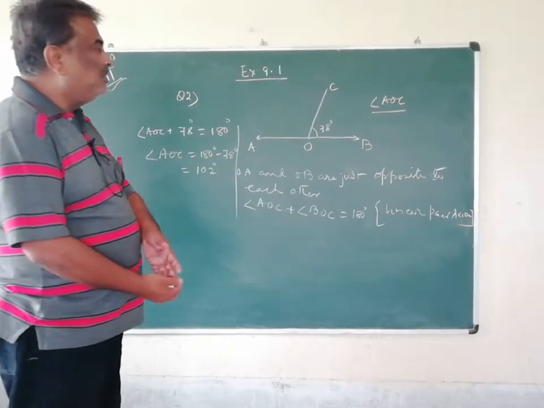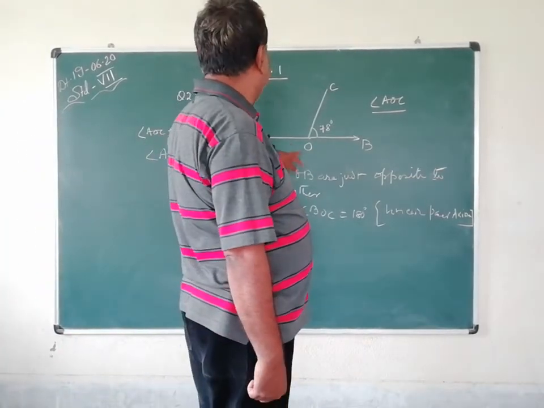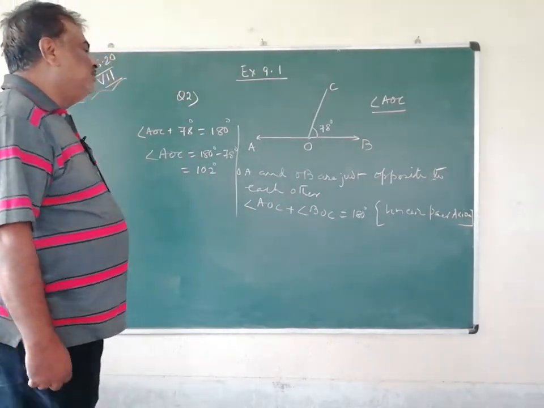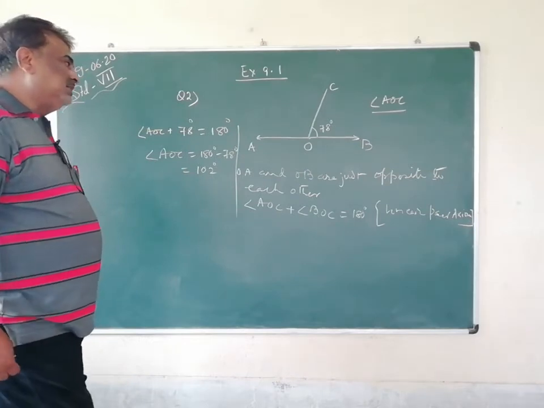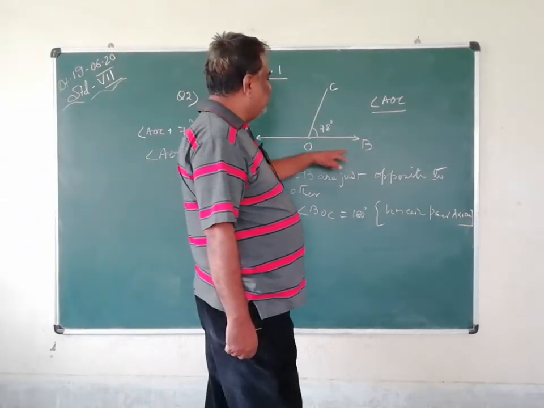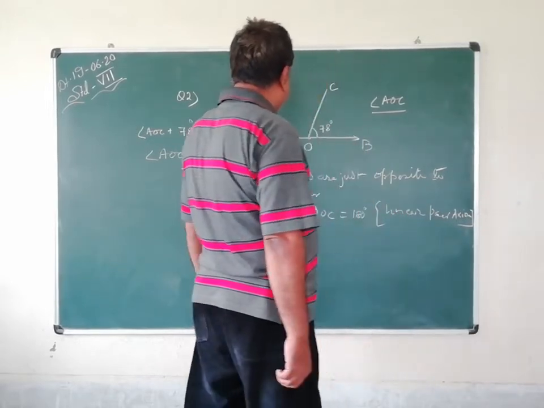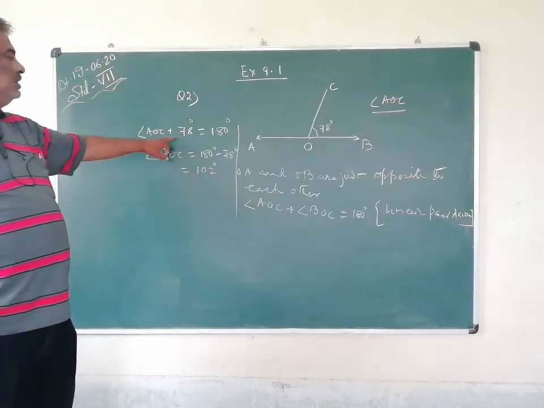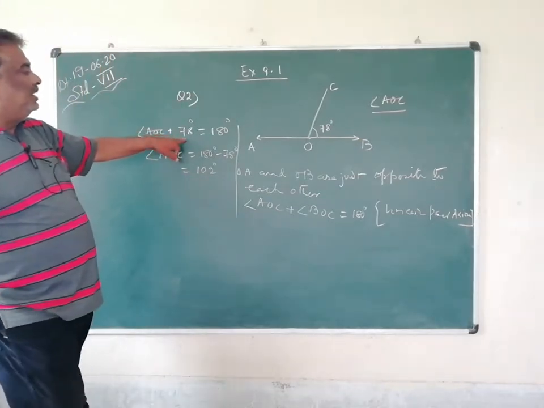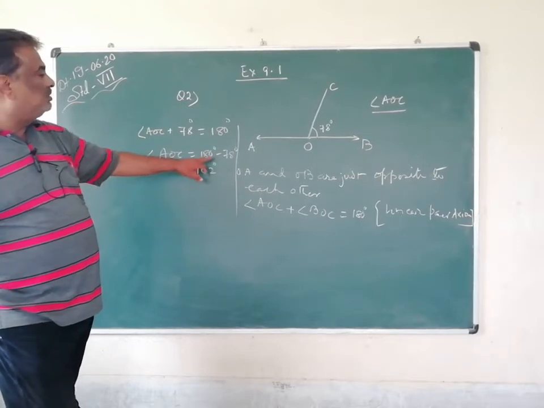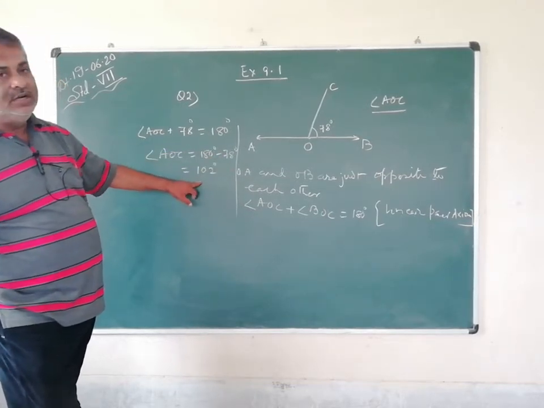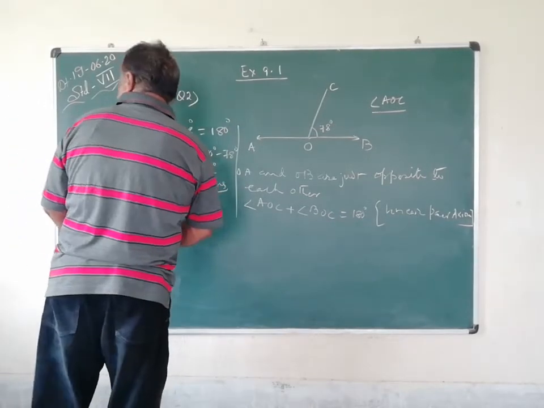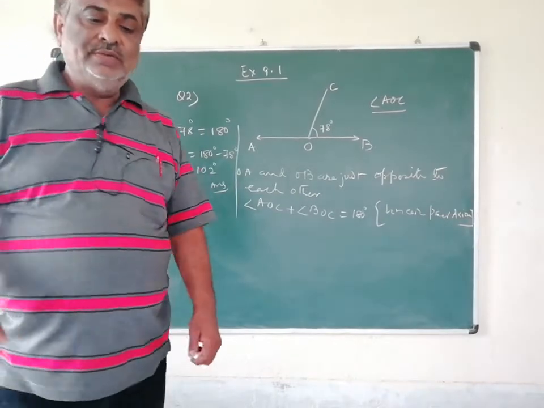What have we done here? Here O was a point. OA and OB are just opposite to each other. So angles AOC and BOC form a linear pair. As it is a linear pair, angle AOC plus BOC will be equal to 180 degrees. So AOC plus BOC, given as 78 degrees, is equal to 180. AOC is equal to 180 minus 78, that is 102 degrees. This is our answer. Question number 2 is completed. Then come to the next question.